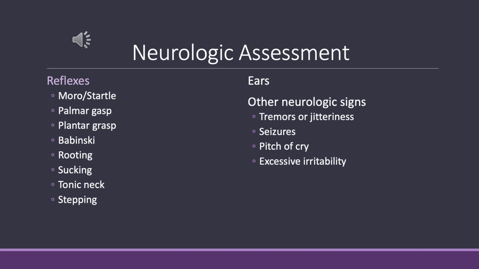Other neurological signs to assess for are tremors and jitteriness. These could indicate hypoglycemia, hypocalcemia, or drug exposure in utero. Seizures could indicate a central nervous system or metabolic abnormality. The neonate's cry should be assessed. A shrill, high-pitched cry could indicate neurological disorders or other problems. Excessive irritability could also indicate neurological system injury or opiate withdrawal.